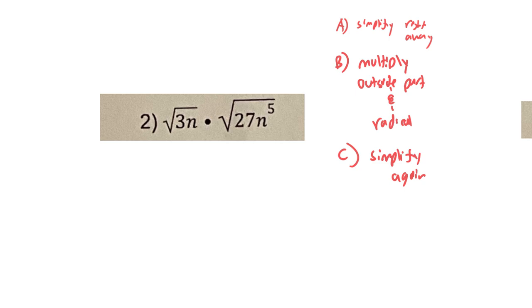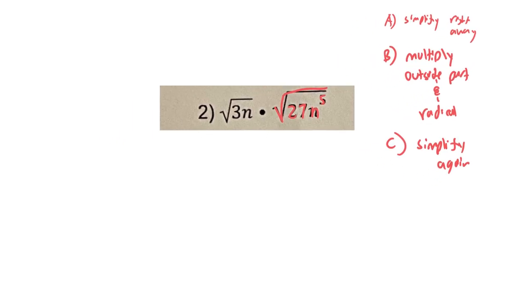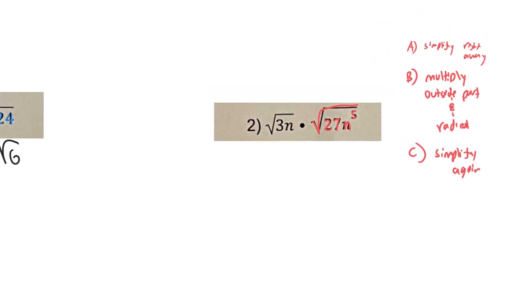Can we simplify right away? Well, as far as the 3n, there's really nothing we could do here. Over here, we can simplify that. So let's draw our attention to the red situation. We have 27 n to the 5th power. Let's focus on the 27 first, okay?